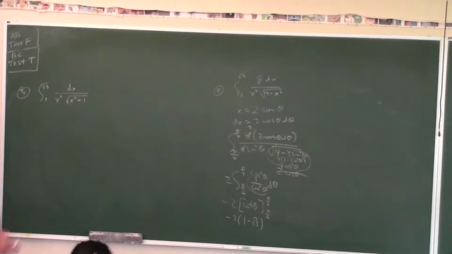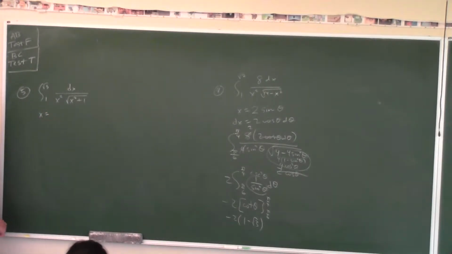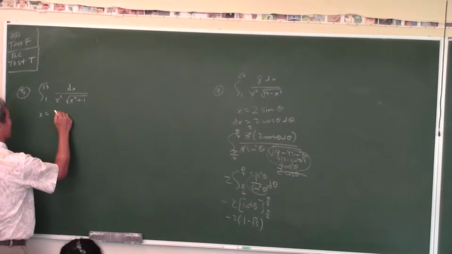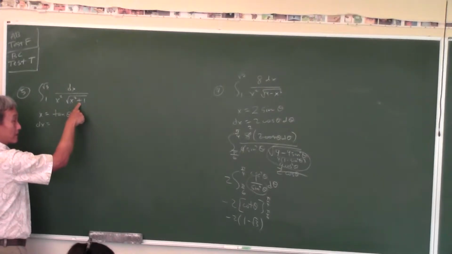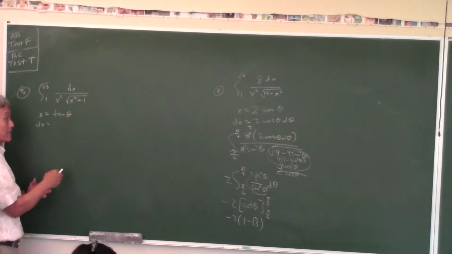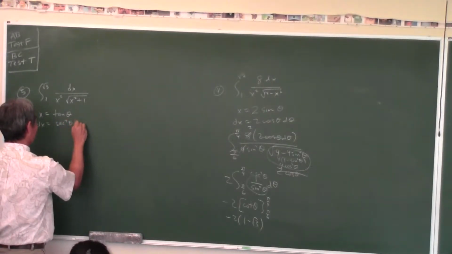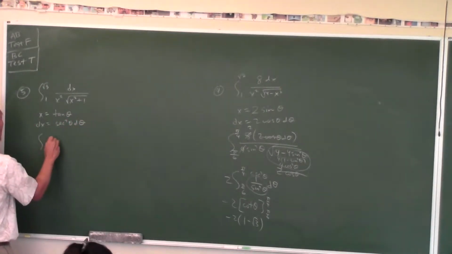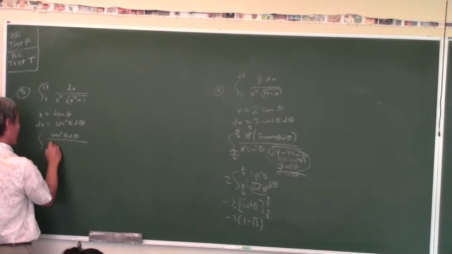Okay, so what substitution am I going to use in this one? We already did this one already. x equals 1 plus tangent theta. The plus sign is like a T for tangent. dx is secant squared theta d theta. X squared is tangent squared.